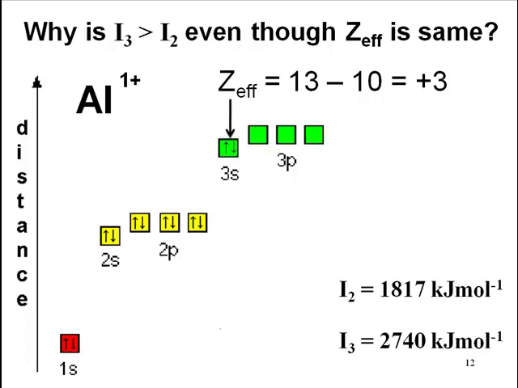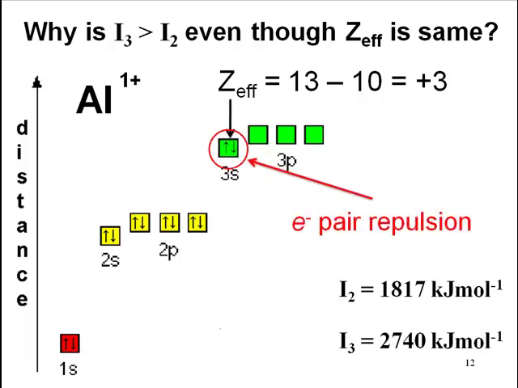More positive compared to the number of electrons? Okay. Very good. Electron pair repulsion.